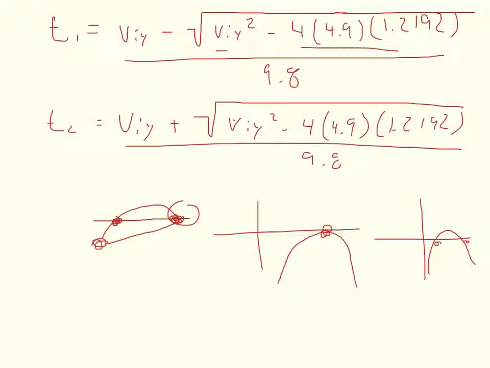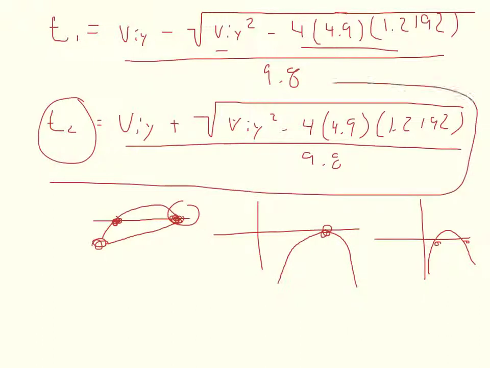And because t2 is what corresponds to falling through the basketball hoop, we're going to use the equation for t2 throughout the rest of the solution. So just really quickly, let's analyze some things.